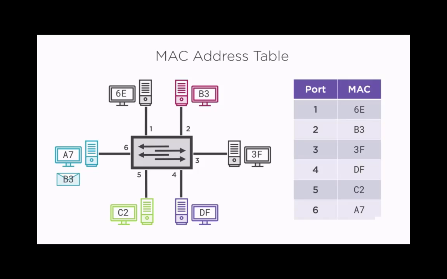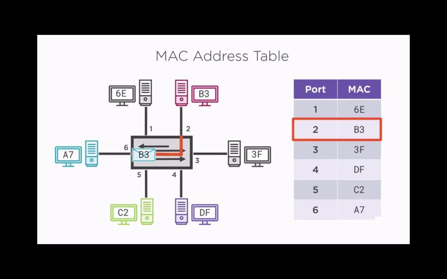Now, for example, if my client A7 wants to communicate with B3, it will send a packet on its switch port 6. The switch looks in the MAC address table to find whether this B3 exists in the MAC address table and which port it belongs to. As you can see, B3 exists on port 2.